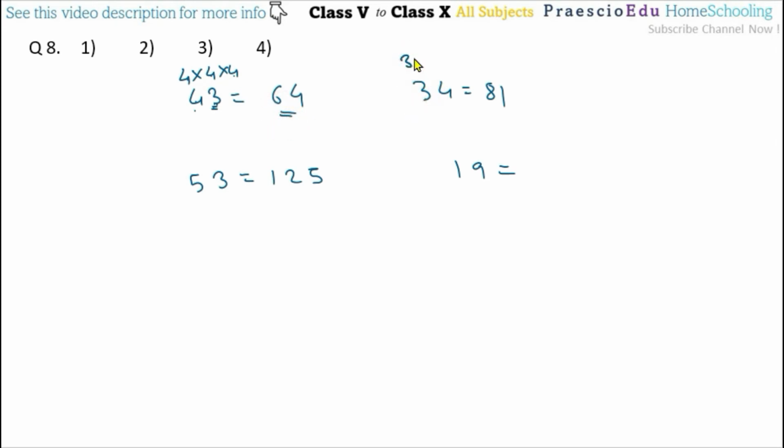Likewise, 3 we have to multiply by itself 4 times, so 3 multiplied by 3 multiplied by 3 and then multiplied by 3. 3's cube is 27, 27 3s are 81. Like this, 5 multiplied by 5 multiplied by 5, means 3 times we have to multiply 5 by itself, so we are getting 125. Likewise 1, this digit we have to multiply 9 times, means if we multiply 1 any number of times we are getting the answer 1. So that's why 19 can be written in code language as 1. So 1 is given in option number 1.